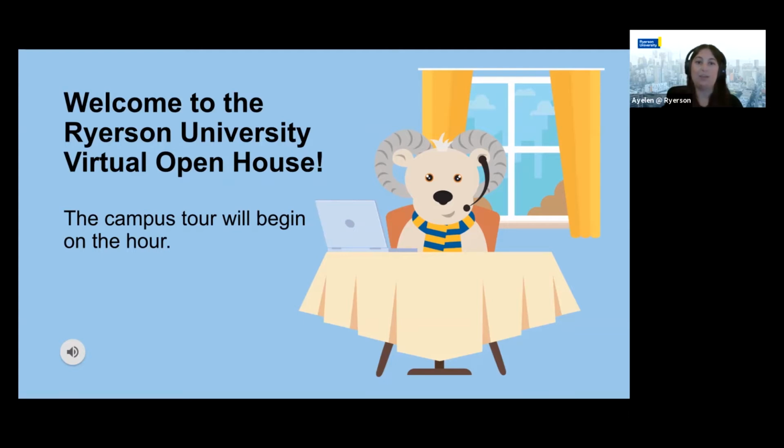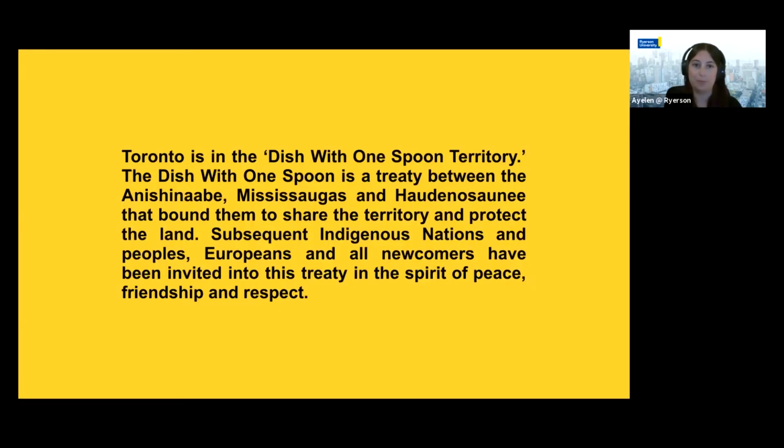To begin, even though we are not currently on Ryerson's campus, it is important to acknowledge the land on which Ryerson stands within the city of Toronto. So to do that, I am going to read the land acknowledgement. Toronto is in the Dish with One Spoon territory. The Dish with One Spoon is a treaty between the Anishinaabe, Mississaugas, and the Haudenosaunee that bound them to share the territory and protect the land. Subsequent Indigenous nations and peoples, Europeans, and all newcomers have been invited into this treaty in the spirit of peace, friendship, and respect.